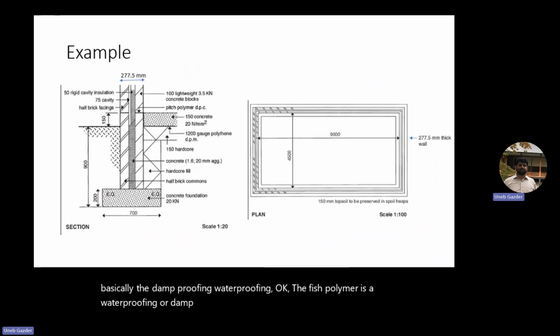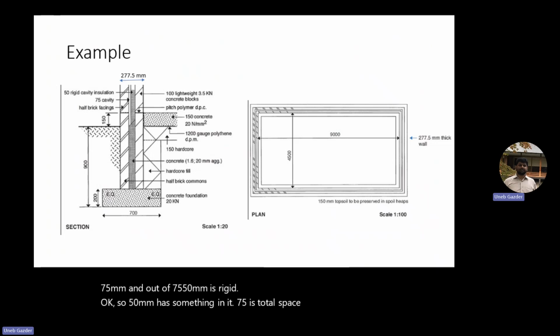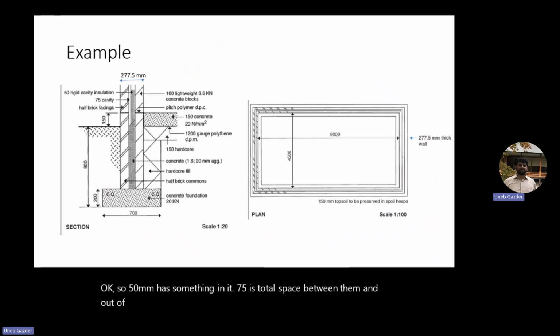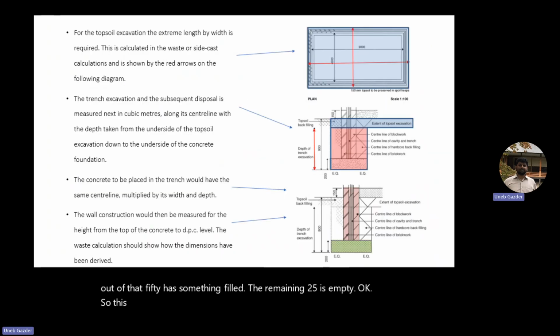And then after that, you have the concrete blocks, obviously. The thickness of the cavity is given here, 75 millimeters. Out of 75, 50 millimeters is rigid, so 50 millimeters has something in it. 75 is the total space between them, and out of that 50 is filled. The remaining 25 is empty.